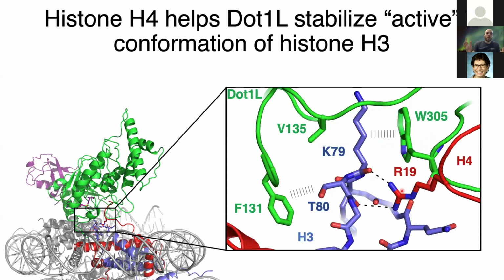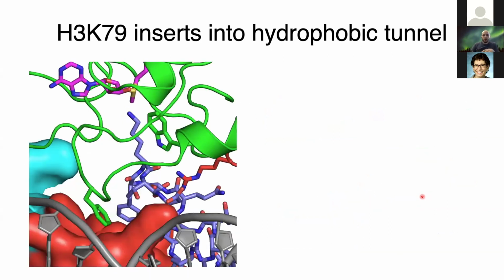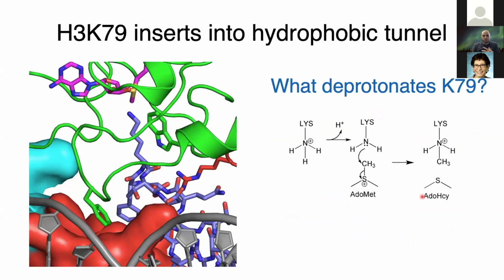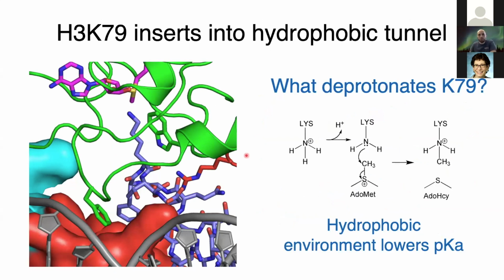So if we take a step back again and look at the full active site, we can really appreciate all the different stabilizing interactions that occur between Dot1L and histone H4 that force this H3K79 side chain into a new conformation and allow catalysis to occur. And the end result of all these stabilizing interactions is that this H3K79 side chain gets inserted deep into a hydrophobic tunnel that allows it to access this SAM cofactor.